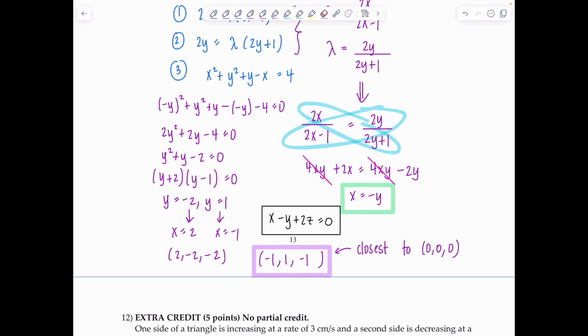So I'm not boxing this. It's not part of my answer. This one's furthest from the origin on the curve of intersection. Pretty cool. We got bonus info, but make sure you specify only (negative 1, 1, negative 1).